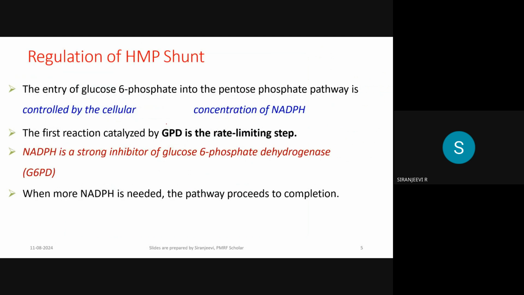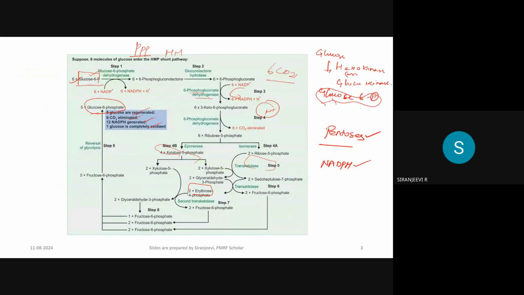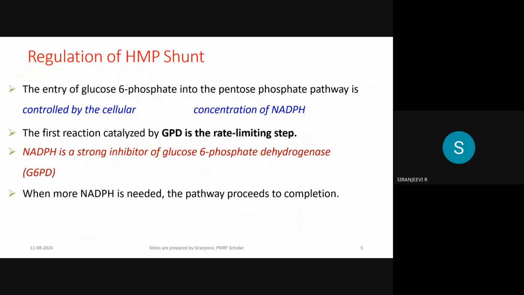So we will see the regulation of the HMP shunt pathway. In the regulation of the HMP shunt pathway, it is always the first step of the pathway that is regulated, this whole step. This is catalyzed by the enzyme called glucose 6 phosphate dehydrogenase. This will be regulated by so many enzymes or hormones.